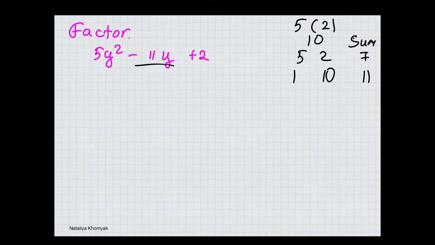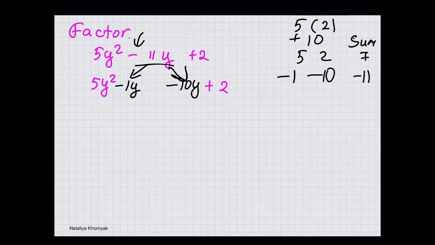However, we need it to be negative. Well, negative 1 times negative 10, we get positive 10. But the sum of negative 1 and negative 10 is negative 11. So let's rewrite this. We have negative 1y minus 10y, and they will combine into negative 11y, which is good. Keep everything else as is.